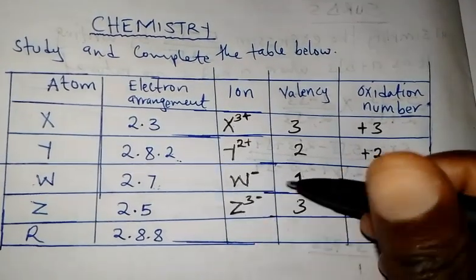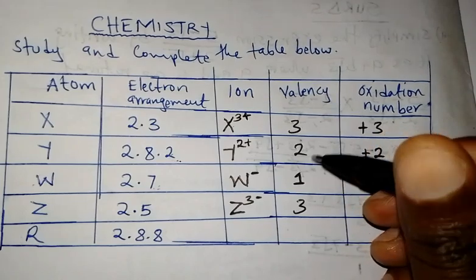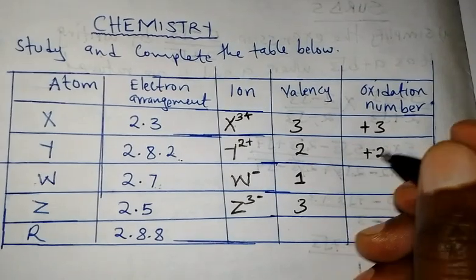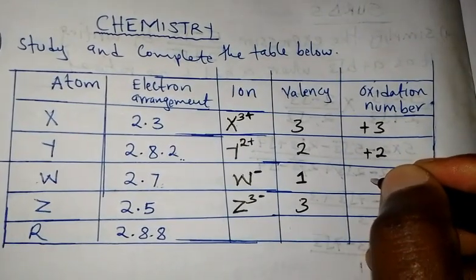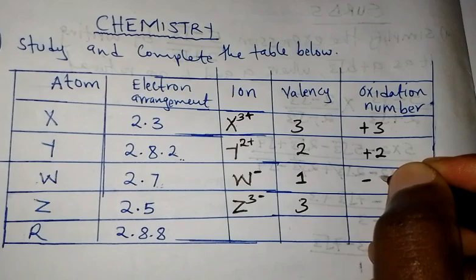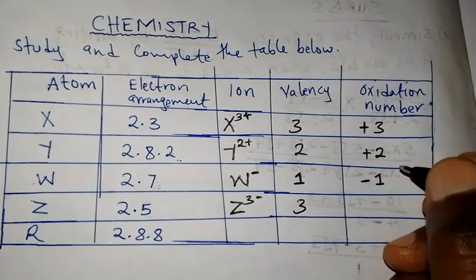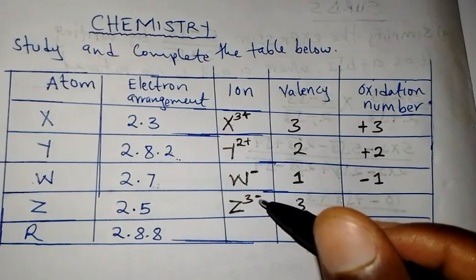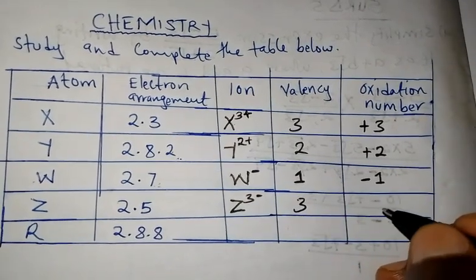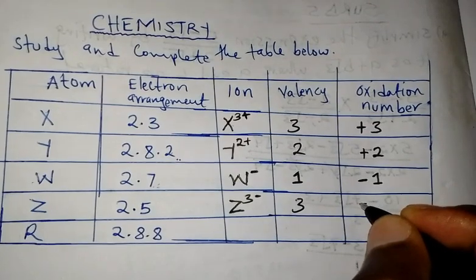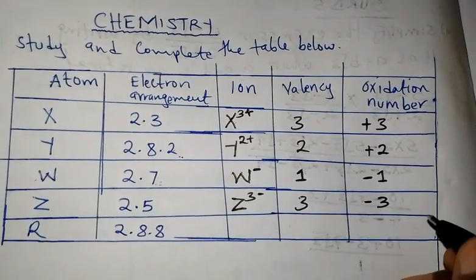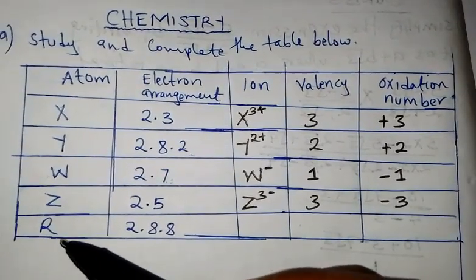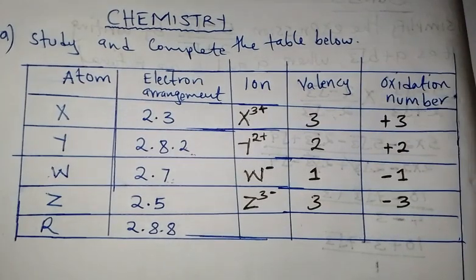W, it gained 1 electron, so the valency number was 1, and because it is gaining, we are going to write the oxidation number of W as negative 1. Z gained 3 electrons for it to become stable, so the oxidation number of Z will be negative 3. Again, under the atom R, we are not going to talk about the oxidation number.